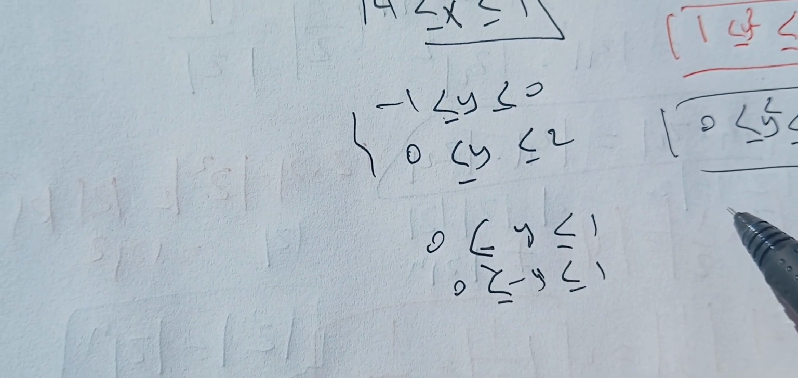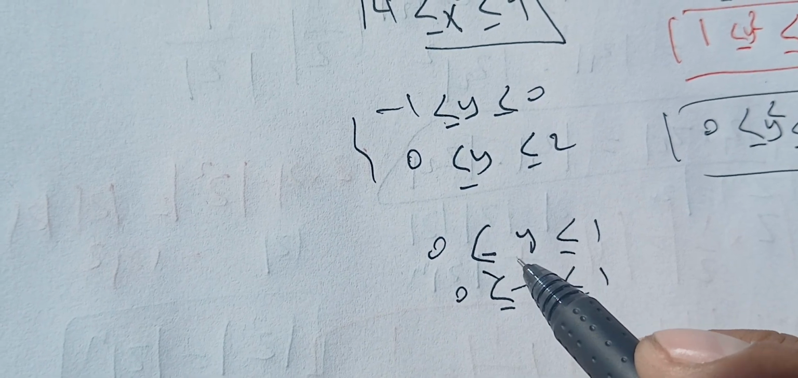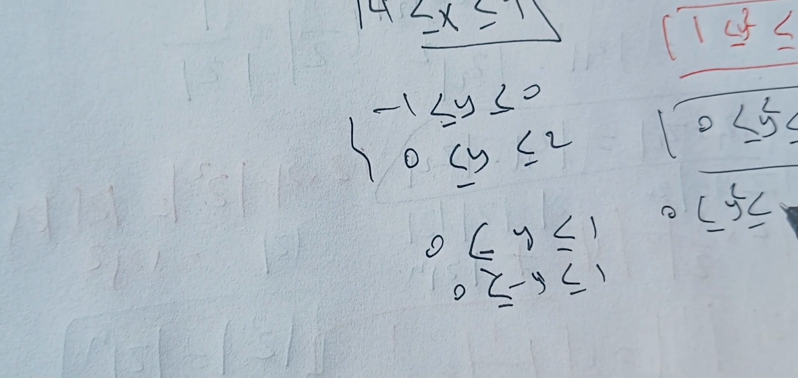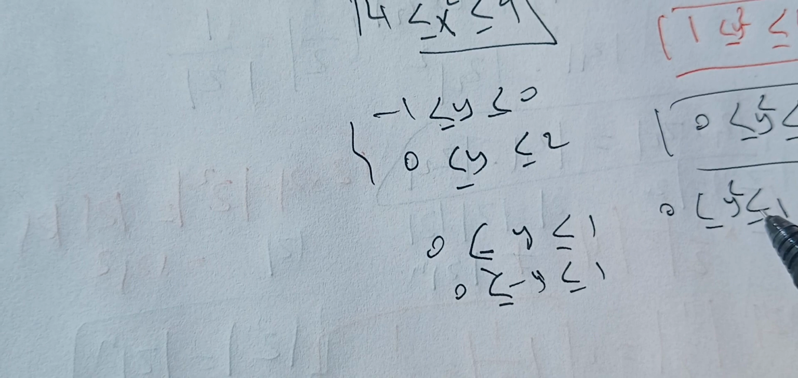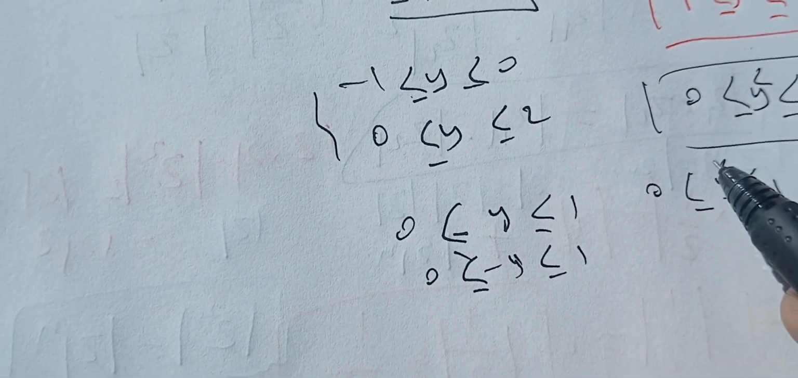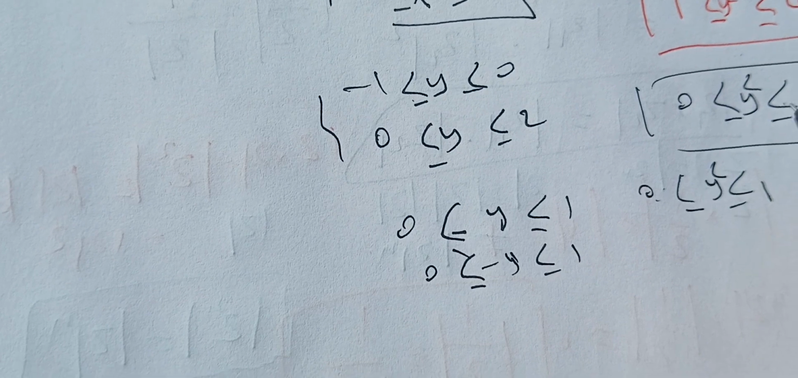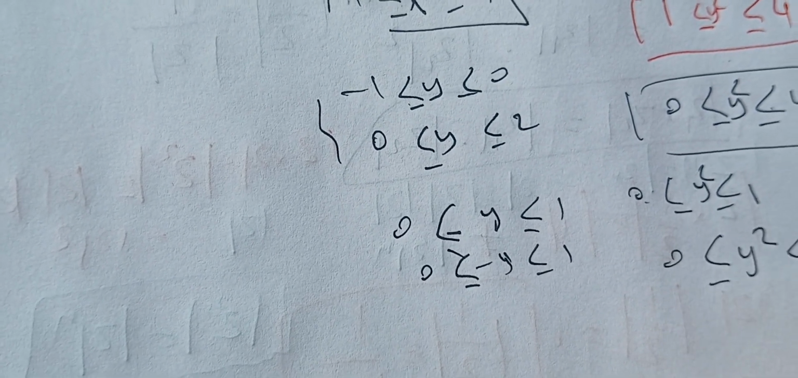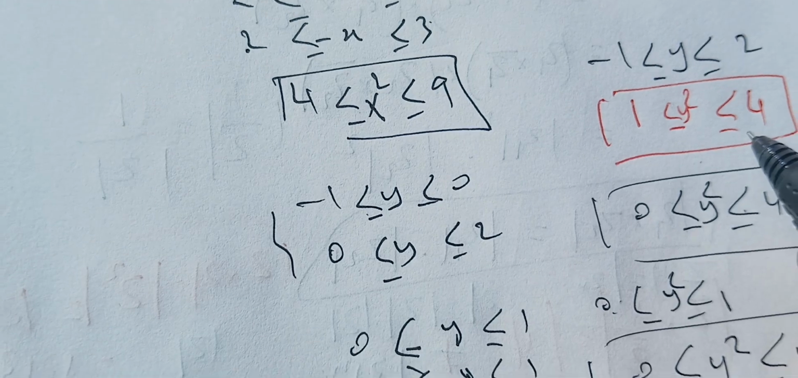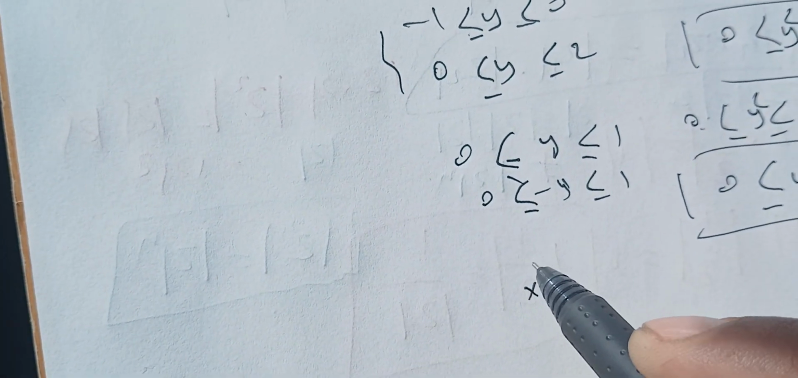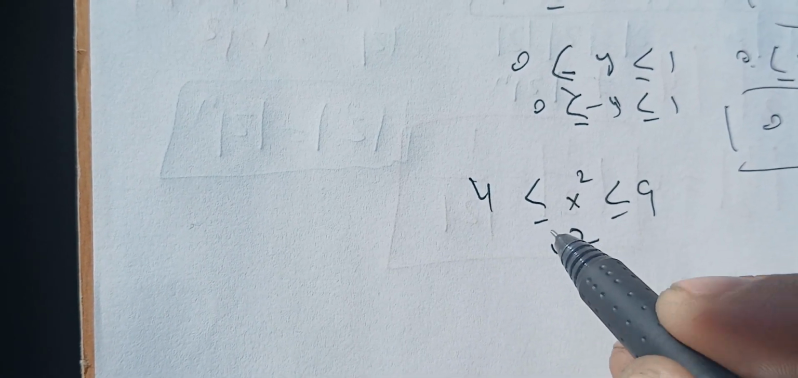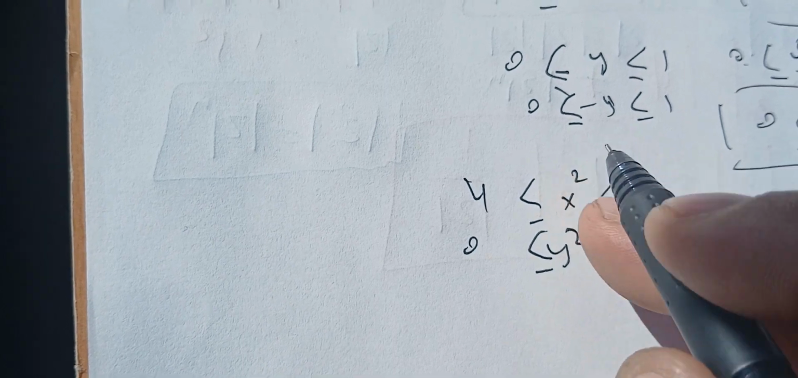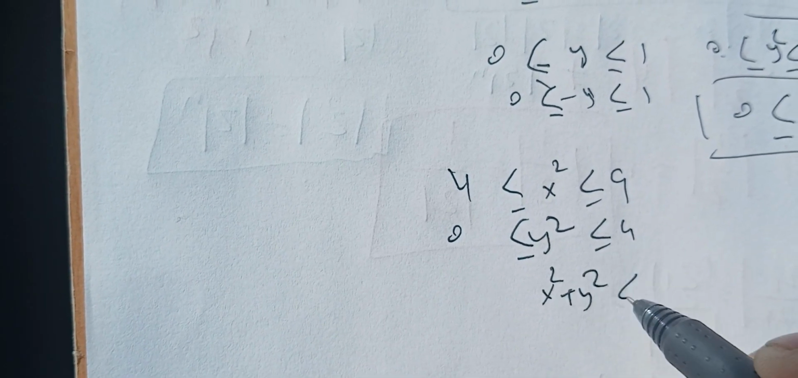So we get y squared is between 0 and 1. And again, using both results, we see that y squared is in the interval between 0 and 4. We can conclude that y squared is between 0 and 4, not between 1 and 4. So therefore, we have x squared is between 4 and 9, and y squared is between 0 and 4, and adding these two, we have no problem. So it's between 4 and 13.